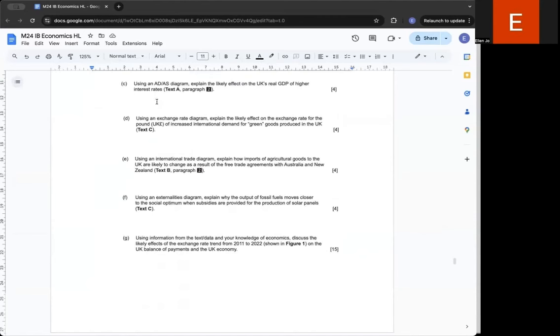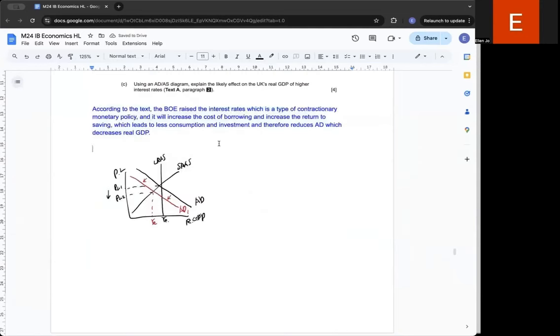Using an AD-AS diagram, explain the likely effect on the UK's real GDP of higher interest rates. According to the text, it says the BOE raised the interest rate, which is a type of contractionary monetary policy. And it will increase the cost of borrowing and increase the return to saving. So it will lead to less consumption and investment and therefore reduces AD, which decreases real GDP, as you can check from the diagram.